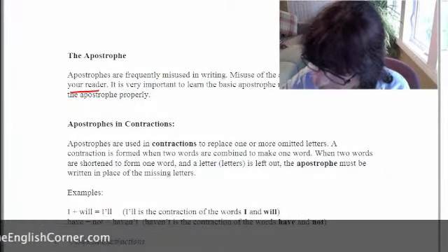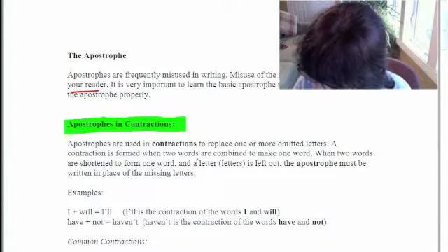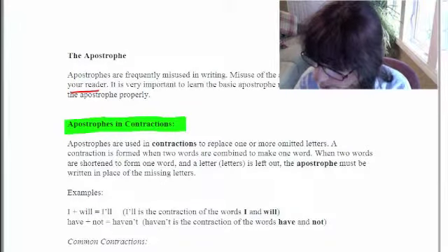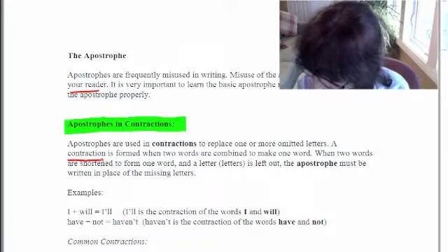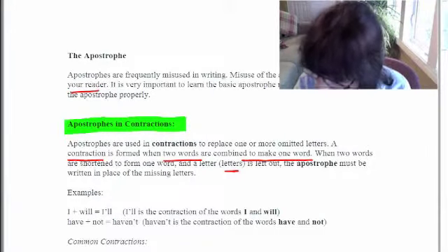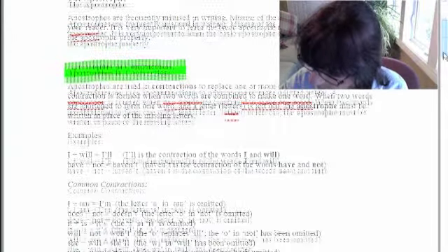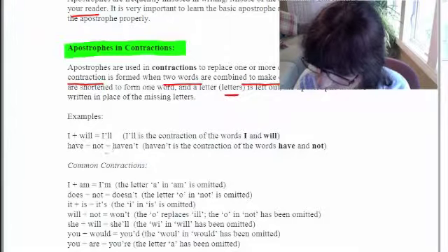So the first rule I would like to look at is apostrophes in contractions. Apostrophes are used in contractions to replace one or more omitted letters. A contraction is formed when two words are combined to form one word. When two words are shortened to form one word and a letter or more than one letter is left out, the apostrophe must be written in place of the missing letters. Now let's take a look at some examples. I plus will equals the contraction I'll, and have plus not equals the contraction haven't.